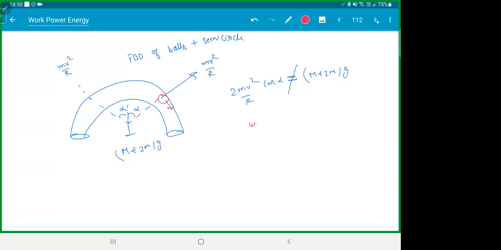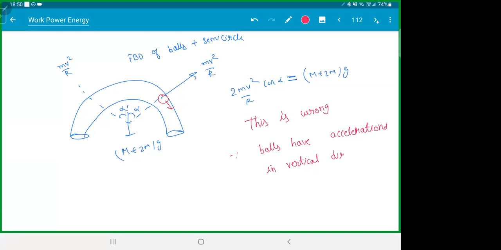Getting it? We can't equate them. This is wrong, basically, since the balls have a vertical acceleration. What did you assume here? You assumed the system is at rest. You took the net force equal to the total mass at rest. But the balls are accelerating in the vertical direction, so you didn't take that into account.